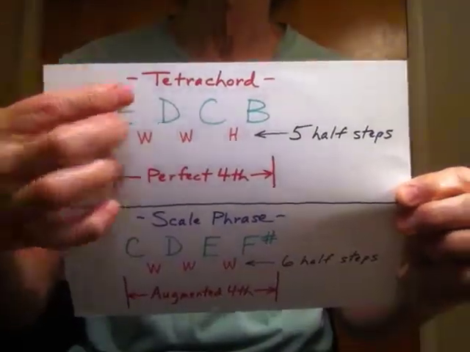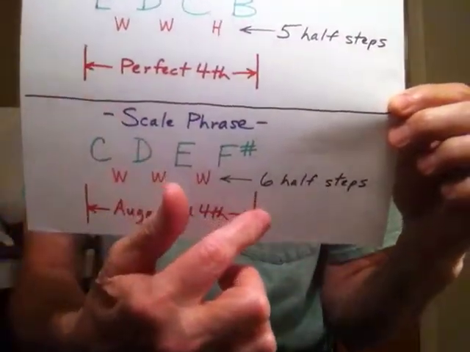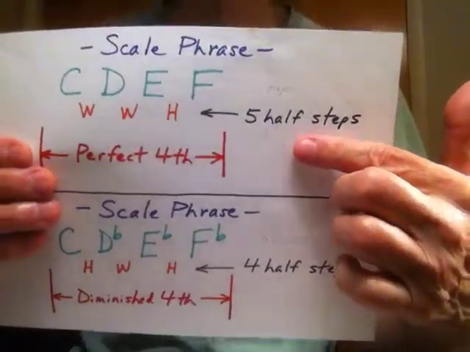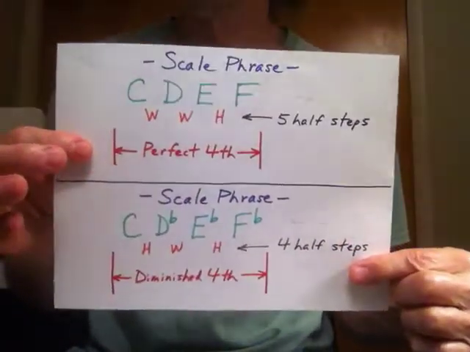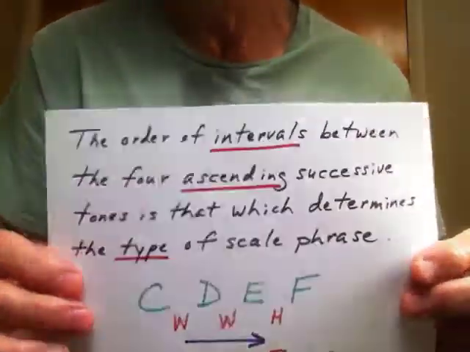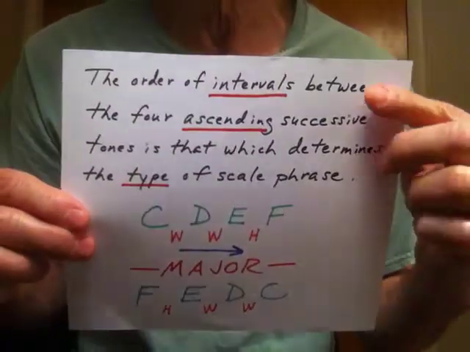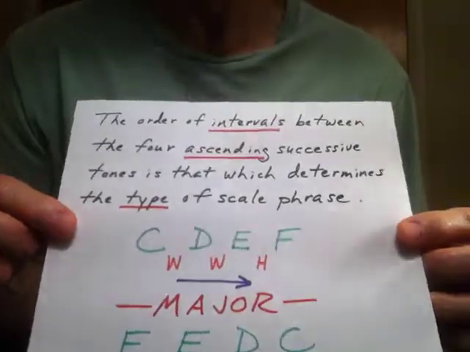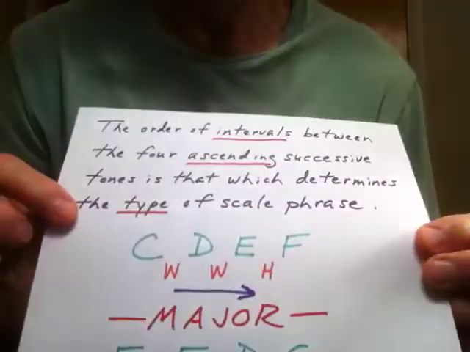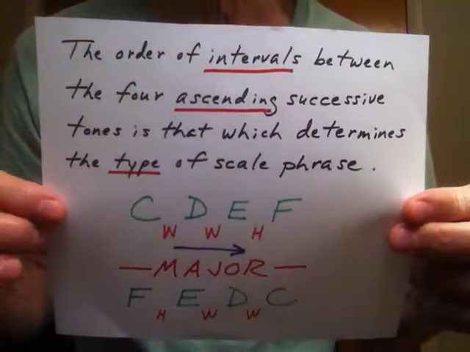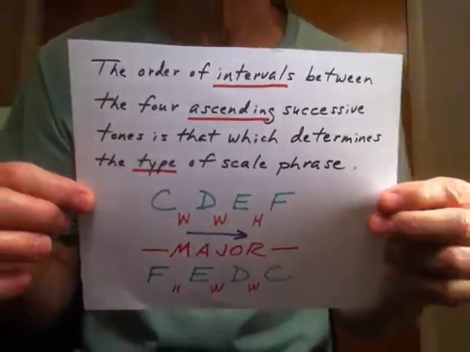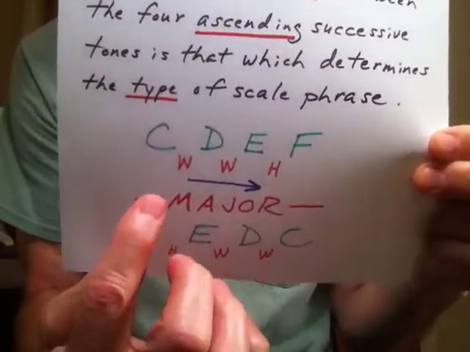So you see the old tetrachord, 5 half steps. But my system says you can use 6 half steps. You can have a scale phrase with 5 half steps or 4 half steps. Okay, one quick thing here. In the scale phrase, the order of intervals between the 4 successive tones is that which determines the type of scale phrase. The order of the intervals.